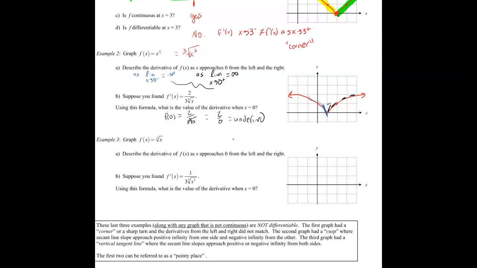Alright, so anytime we get something that looks kind of like a little birdie, which mathematically we call a cusp, my limit is not going to exist.